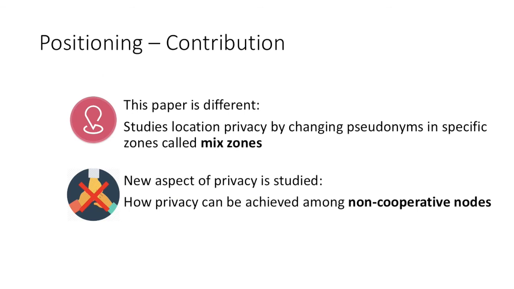This paper is different in the sense that it explains that location privacy is achieved by changing pseudonyms in specific zones called mix zones. Also, a new aspect of privacy is studied, which is how privacy can be achieved among non-cooperative nodes.